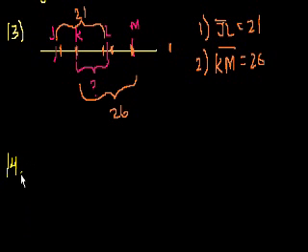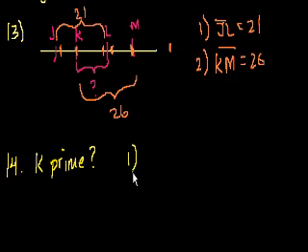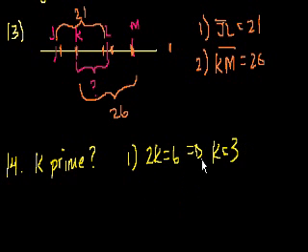Problem number 14. Is the integer k a prime number? So, is k prime? So the first statement they give us is that 2k is equal to 6. Well, we could just do a little algebra here, divide both sides by 2, and we get k is equal to 3. And 3 is prime. So this is good. That's all we needed. We're done. Well, let's see what 2 gives us. Maybe 2 also gives us that.